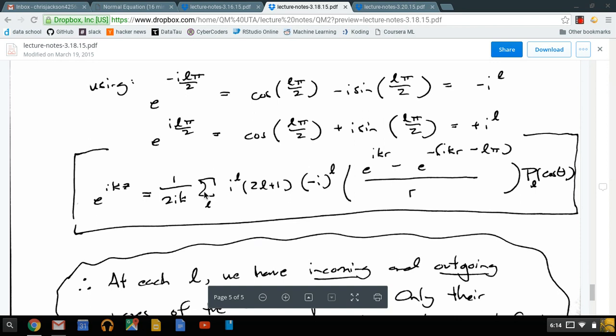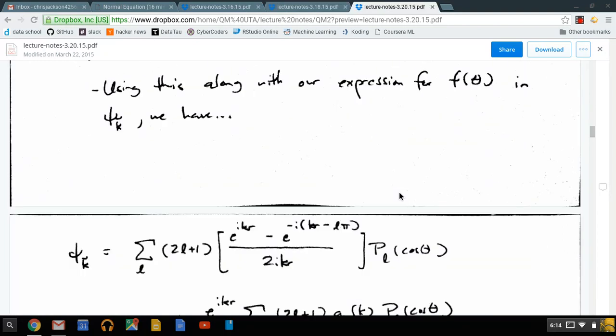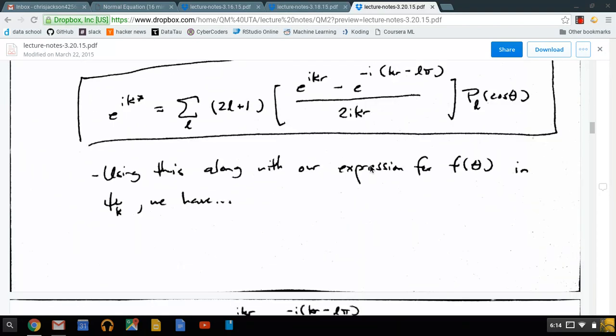And we have an expression for our initial plane wave in terms of a Legendre polynomial, some combination of incoming and outgoing spherical waves. Remember, e to the ikr over r is like an outgoing spherical wave, and e to the minus ikr over r is like an incoming spherical wave. Okay, so what does that buy us? Well, let me skip here to the next note so I can show you real quick. So basically what we have left is this thing here.